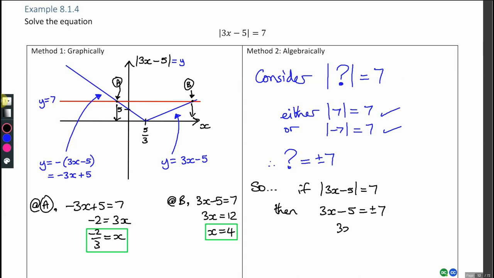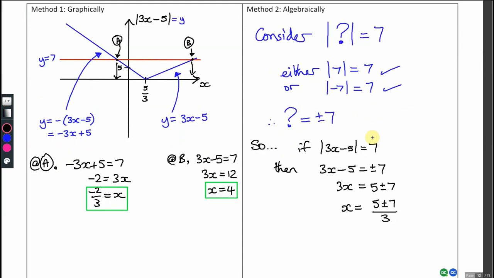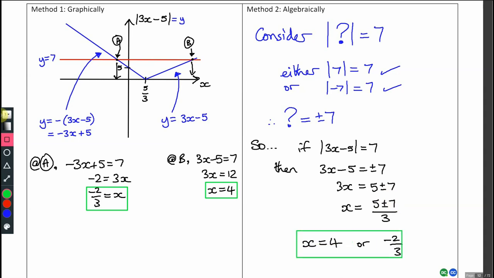Now if we rearrange this equation, we get 3x is equal to 5 add 7 or 5 take away 7. So x is 5 add or take away 7 all divided by 3, which if we do those with the plus, we've got 5 plus 7, which is 12 divided by 3, which is 4. Or now do it with the minus. 5 take away 7 is -2 divided by 3 is -2/3. And of course we get the same answers as before, but I think that is a more efficient method, and that's the one I would recommend.